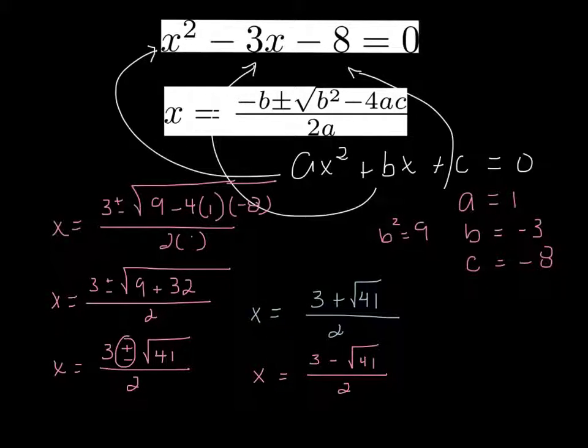That's what this symbol means. This symbol just states that there are two answers. One's going to add what's after the square root, and the other is going to subtract the square root term. So you get two different x answers.